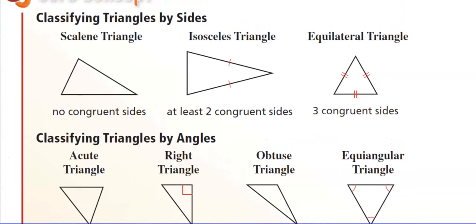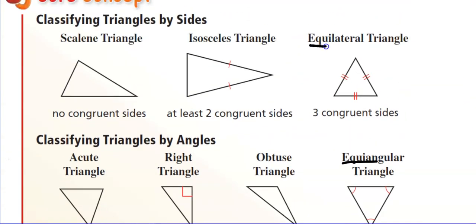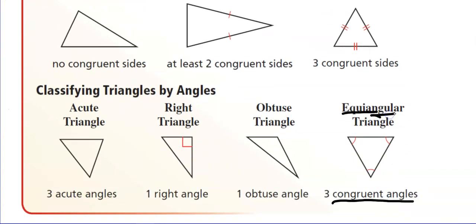All right, this is just some terminology you need to know. First off, we can classify triangles by their sides or their angles. Sides: if there are no congruent sides, we call them scalene. If there are at least two sides that match, it's isosceles, and equilateral means all three sides are congruent. The angles: if all the angles are acute, it's an acute triangle. If one of them is right, it's a right triangle. If one of them is obtuse, it's an obtuse triangle. And if all the angles are also congruent, then it's called equiangular, just like equilateral.